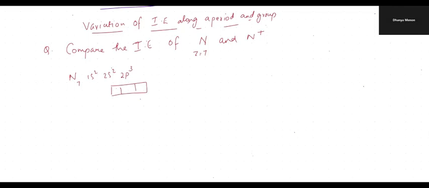1, 2, 3. What type of configuration is this? This is half filled. The p subshell is half filled, so it's a stable configuration. Now, it will lose one electron and become N plus ion, and this is ionization energy 1. What will be the configuration? From the p orbitals it will lose, so 1, 2. It will be 2p2.